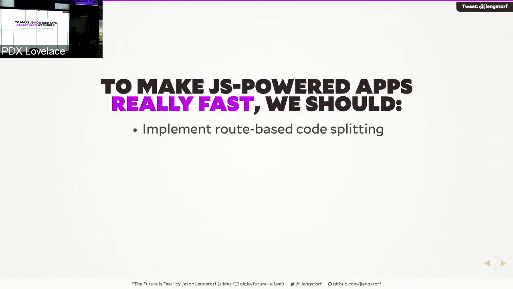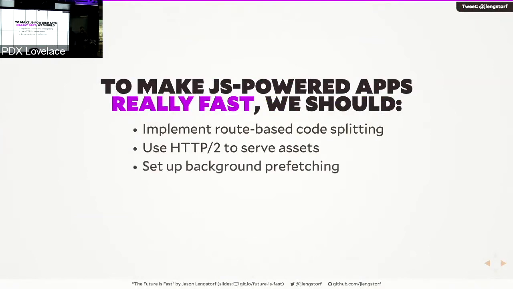So we need to implement our route-based code splitting, right? I'll talk a little bit about each of these in detail going forward. We also need to use HTTP2 to serve assets. I'm not gonna say that anymore because I'm definitely gonna get it wrong. We need to set up background prefetching. We're gonna lazy load any non-critical assets.